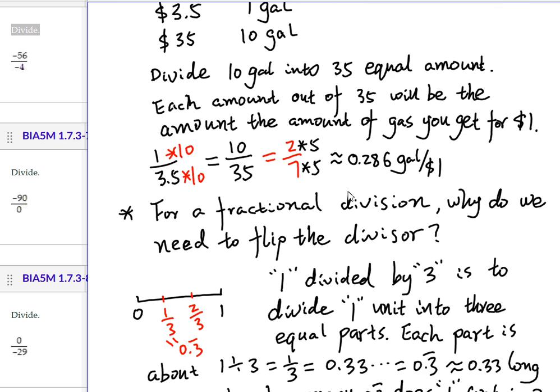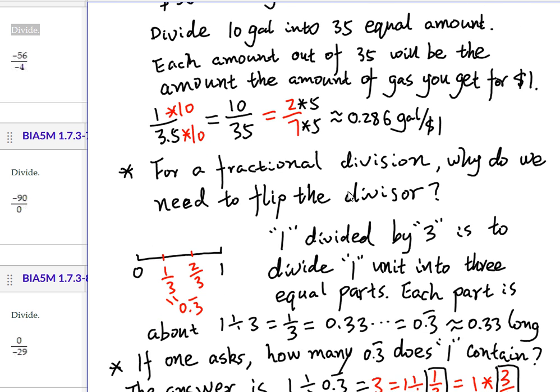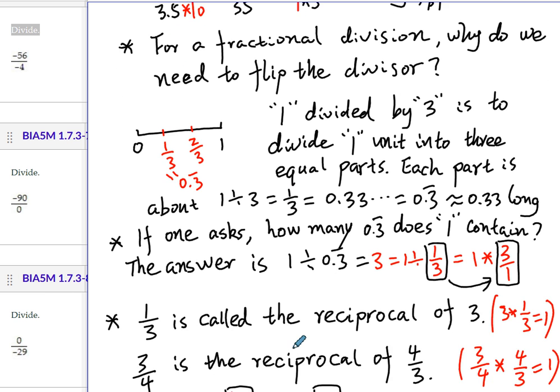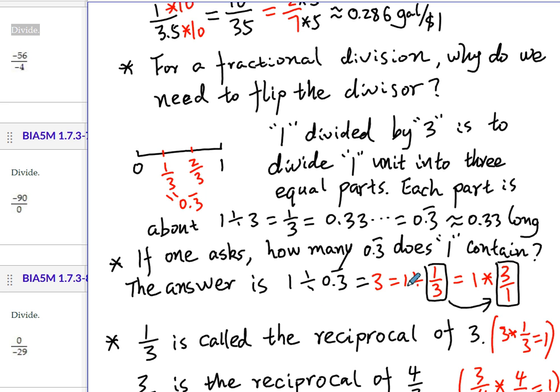Now, another thing is that when we do fractional division, why do we need to flip the divisor? For example, when you do 1 divided by 3, what you need to do is 1 times 3 over 1. You flip this fractional number.